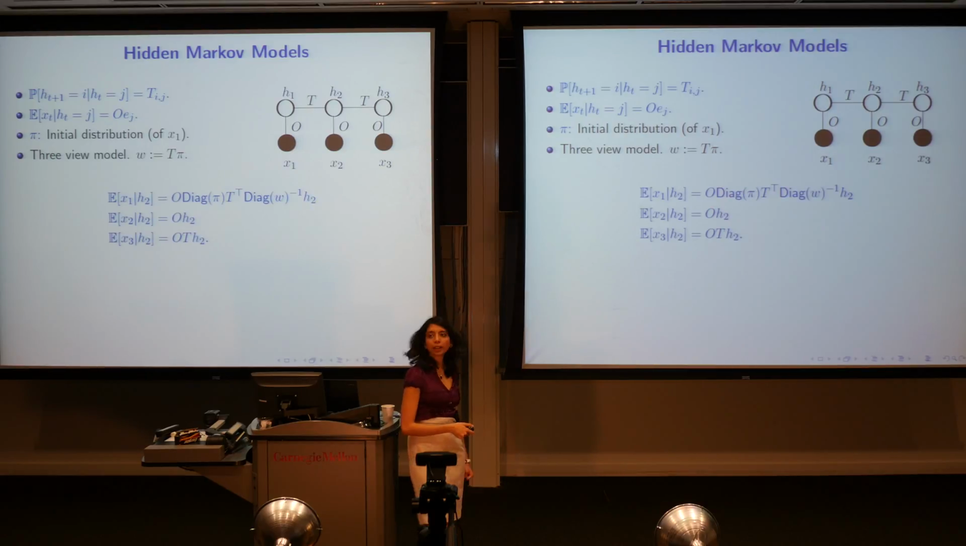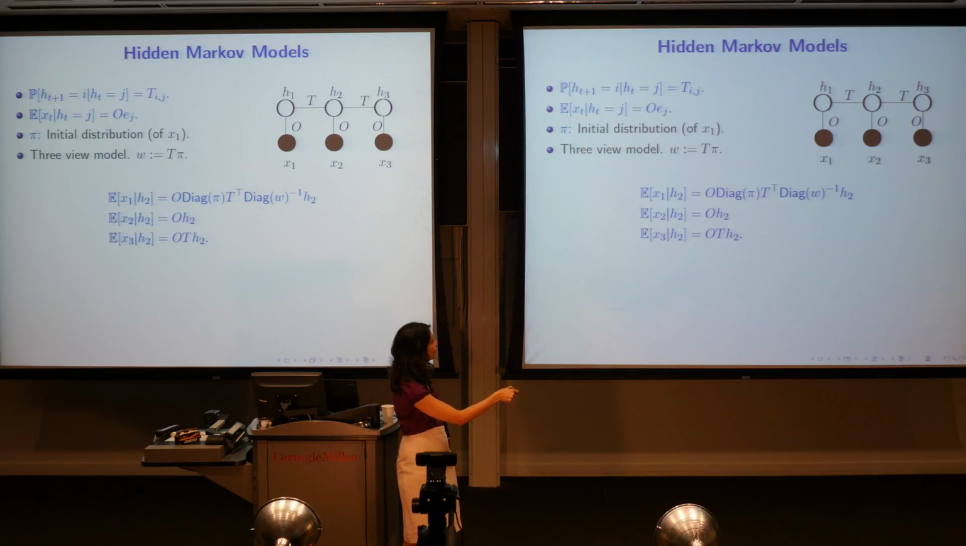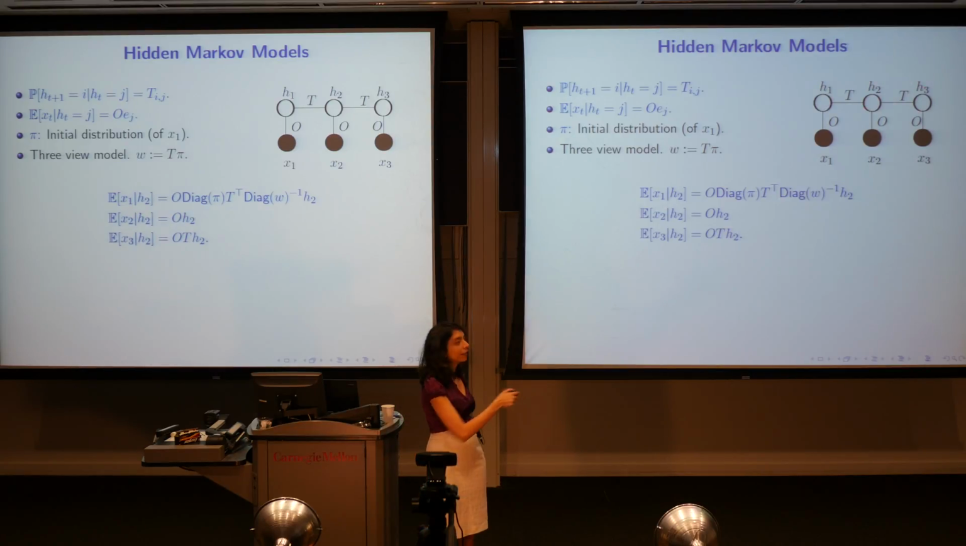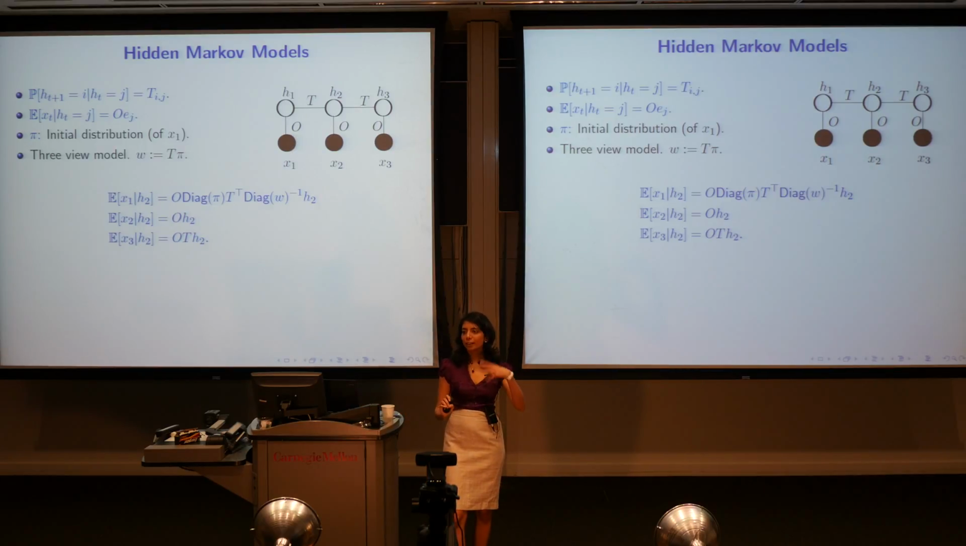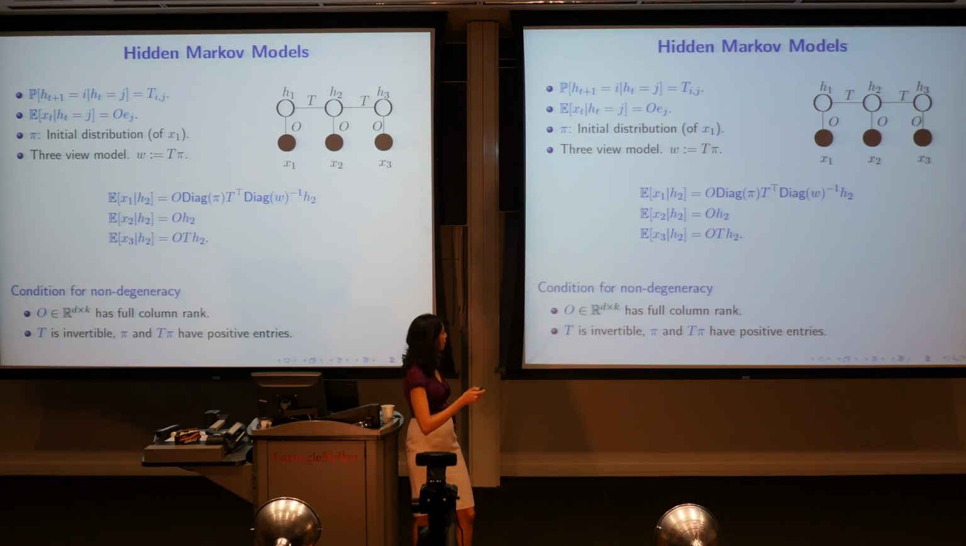To show why this is true, I'm just looking at the conditional expectation of all these observed variables given this middle hidden variable. They have all this linearity, and conditioned on this hidden variable h2, all these views are conditionally independent. So I can just reduce it to the multi-view model that I described in the previous slide.